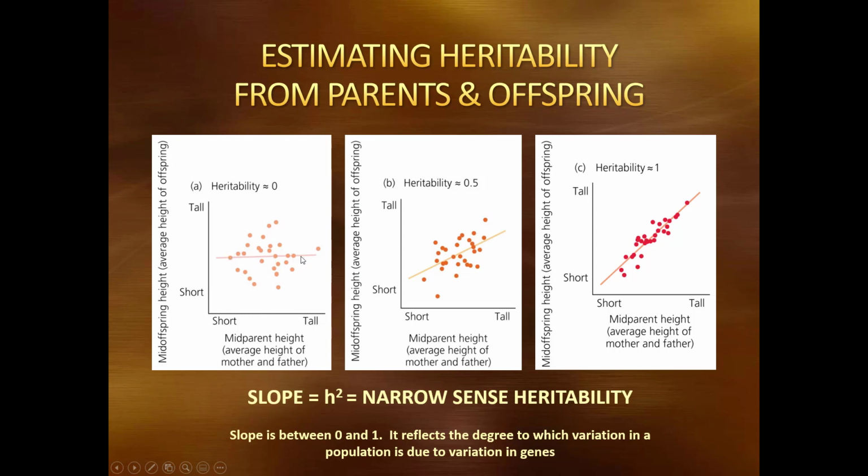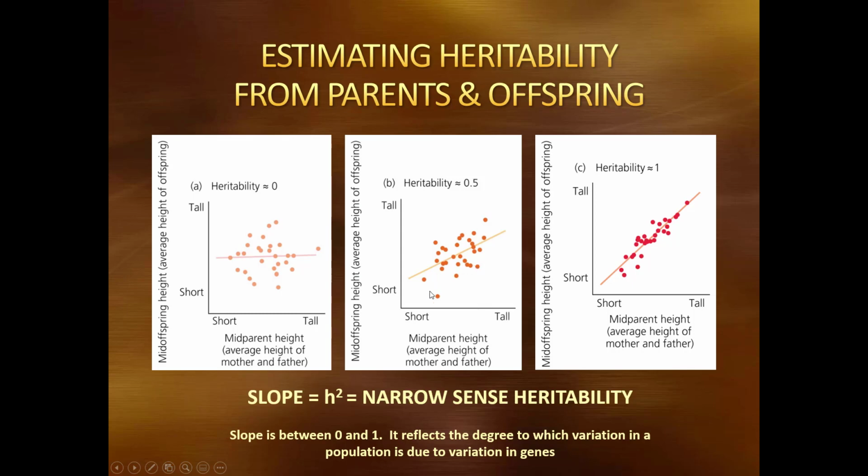So for this first one here, there really is no slope to that line, so that's a heritability of 0. We do see that there's some variation in both parents and offspring, but those are not correlated to one another. There's no slope.